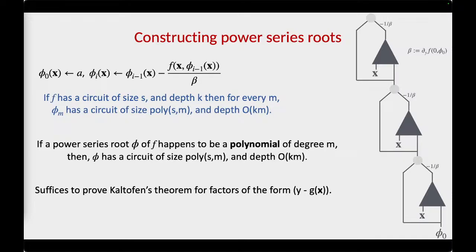If y minus g of x is a factor of f of x y, then g of x is a root of f of x y, and g of x is a polynomial. So we can invoke this theorem with the appropriate starting point, namely g of 0, and get a circuit of depth order km and size poly in s at the end.